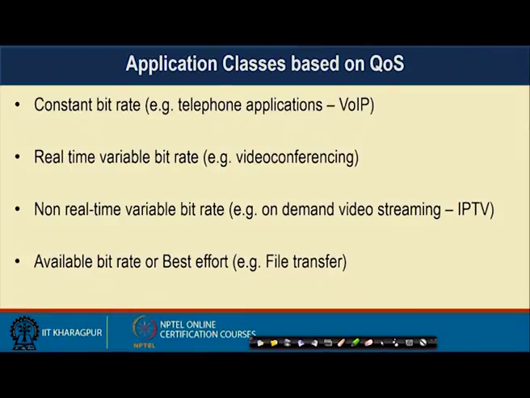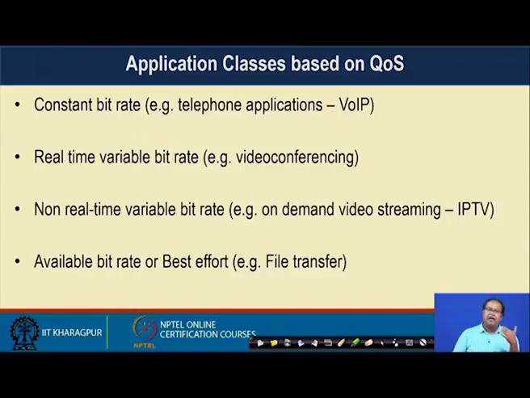Whenever you want to make a VoIP call, you have to transfer the voice data over the IP network. The voice is converted to a digital signal. The voice signal is digitized, and after digitizing, that data needs to be transferred at a constant bitrate.